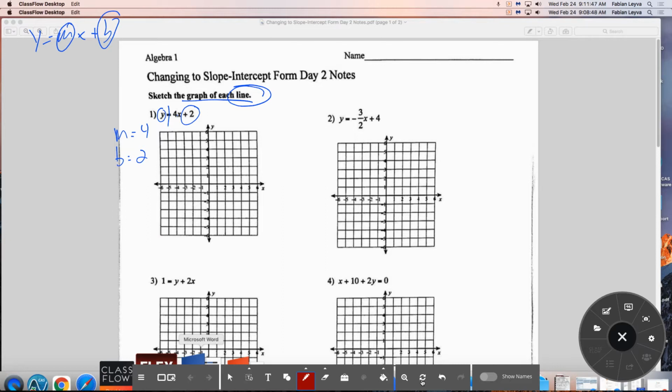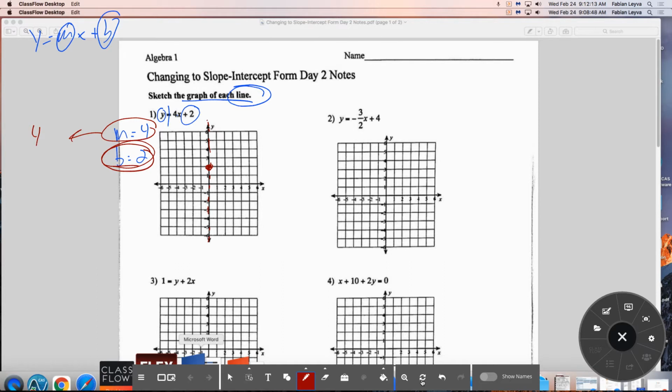Now remember that the y-intercept represents where your graph crosses the y-axis. This is the y-axis going up and down. Your graph intersects at 2, so that means I'm going to put a big old dot to tell the reader, hey, my graph crosses at this point. Now I'm going to use my slope. Now keep in mind that your slope is 4 to figure out how steep this graph is going.